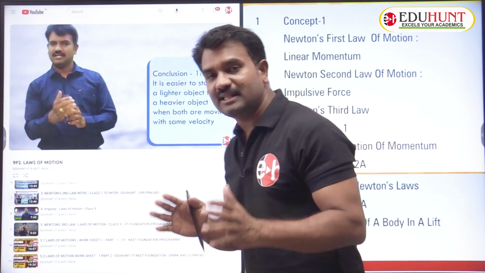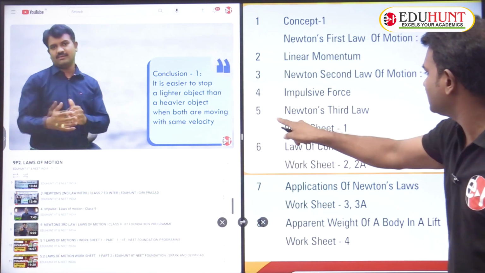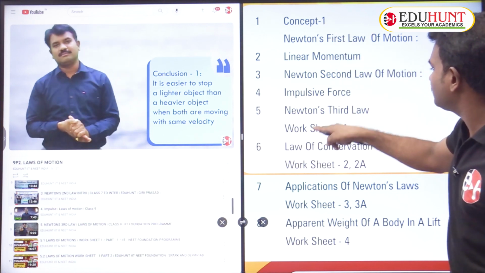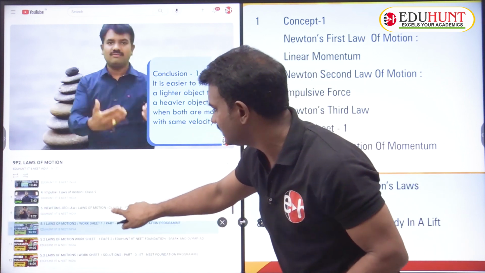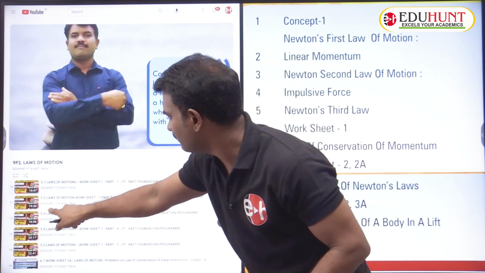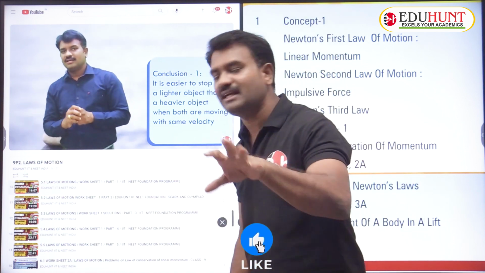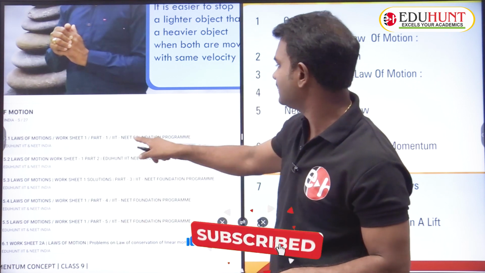And if you want to find the problems, let us see where the worksheet is. Under the fifth sub-concept, Newton's third law, worksheet 1 means based on all these concepts, we have one worksheet, that is worksheet 1. Here you can see the worksheet 5.1, 5.2, 5.3, 5.4, 5.5. The worksheet is divided into 5 sub topics and these are the worksheets.